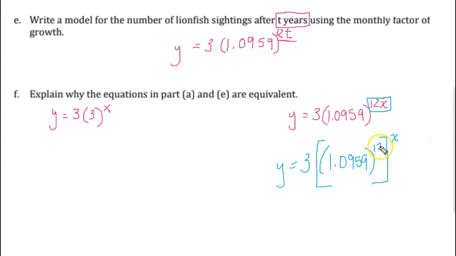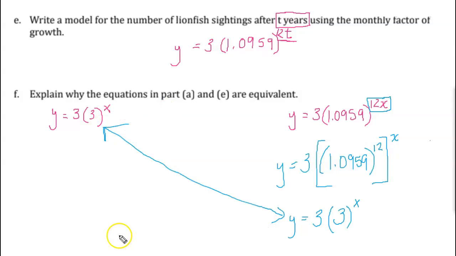The upside to doing that is that this is just a number, 1.0959 to the 12th power. I can actually type that into my calculator, and 1.0959 to the 12th power actually turns out to be 3.000, then some decimals, but when I round that, I do actually end up with 3. So 1.0959 to the 12th power is equal to 3, which means that these two are actually equal to the same thing.